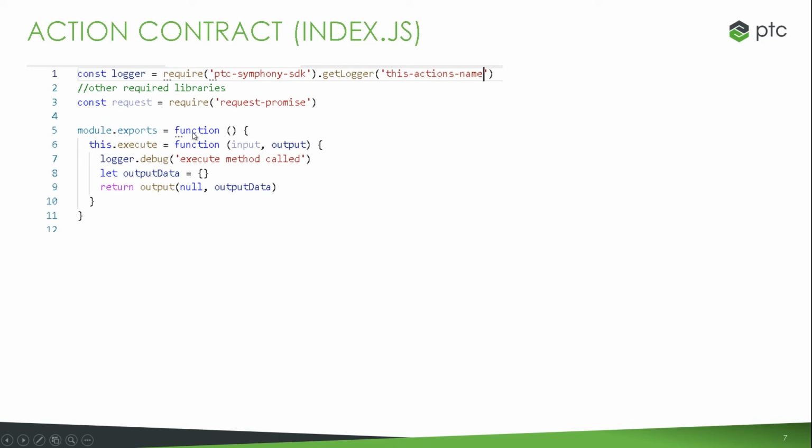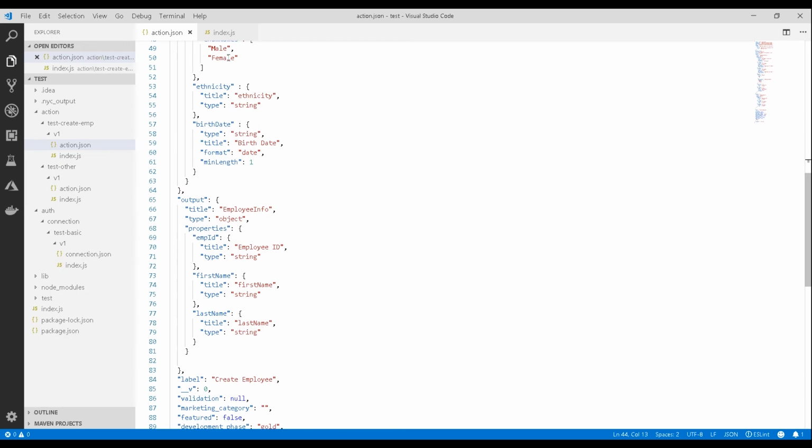Every action must export a function object which contains the execute method with the contract as specified below. Input is a JSON object, and in addition to the fields from the form, it also contains the information about the connection. Output is a callback method which follows the node's error convention. So the first parameter is an error object and the second parameter is the actual data. In this case, since no error has occurred, we are passing in null as the first parameter and the output data as the result.